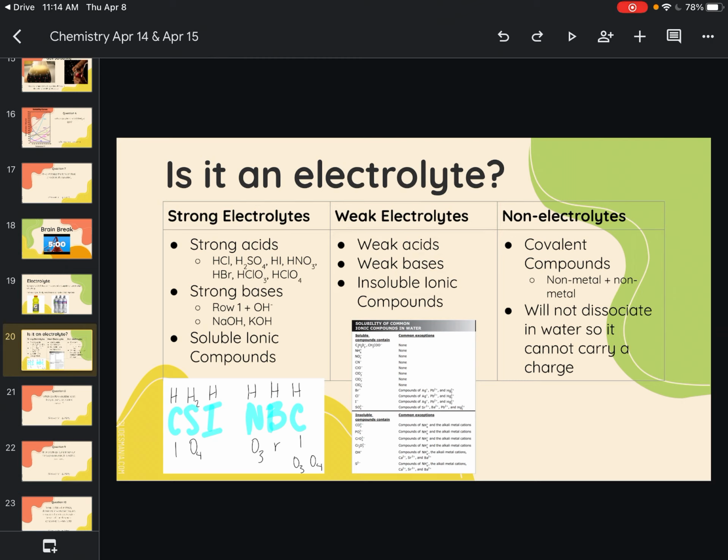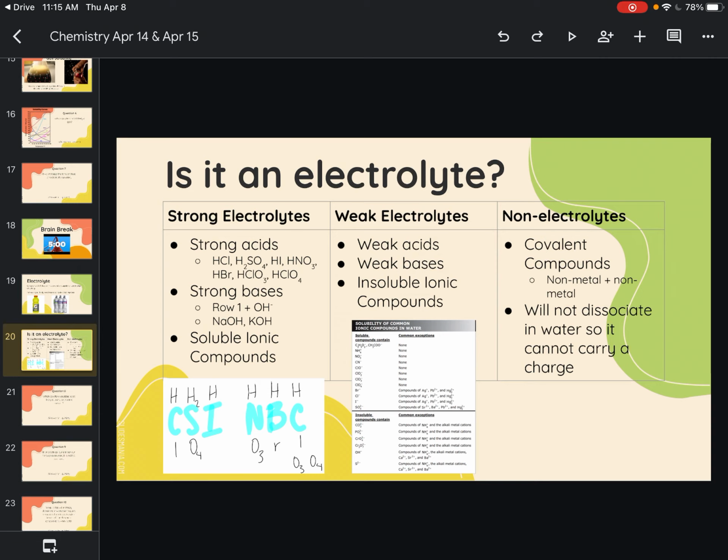You also have strong bases that form really good electrolytes. This is anything that is row 1 on your periodic table, that far left-hand side, combined with hydroxide, OH. So NaOH, KOH, LiOH, all of those things are strong bases. And then the other strong electrolytes are anything that is a soluble ionic compound. So if you have something like NaCl, where that Na will form a positive charge and that Cl will form a negative charge, when you break them apart, that can conduct electricity. So soluble ionic compounds. And again, you have your solubility table to determine which ones are soluble and which ones are not.